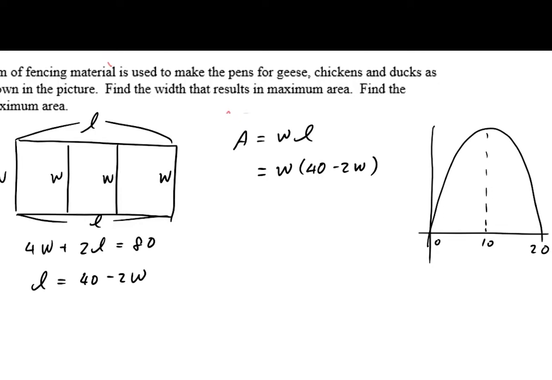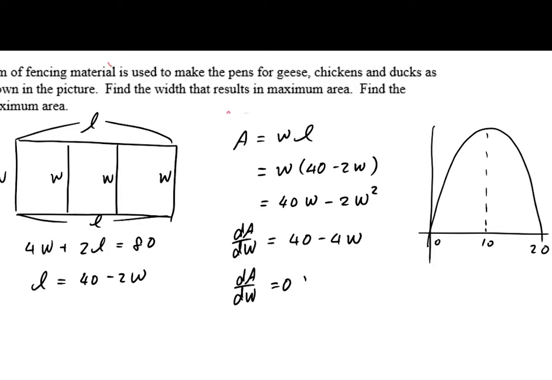But let's pretend that our algebra skill is not that good, and we'll use calculus. To avoid the product rule again, I'm going to distribute, then take a derivative, and set it equal to 0. Now W is equal to 10, predictably.